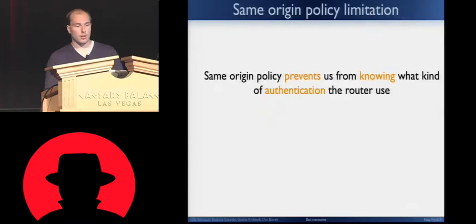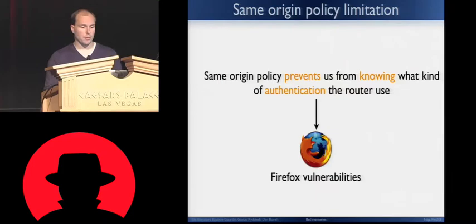That's one of the first hurdles in this kind of attack: the same origin policy prevents us from knowing what kind of authentication the router is using, because the malicious code is executed in the advertisement origin, whereas the router has a different origin. So we can post data to the router, but we can't actually read the answer. Fortunately for us, we were able to find a vulnerability in Firefox, which is currently reported and will be patched in the next version, which allows us to know, by tricking the XHR request, whether the router is using basic authentication or a web authentication.